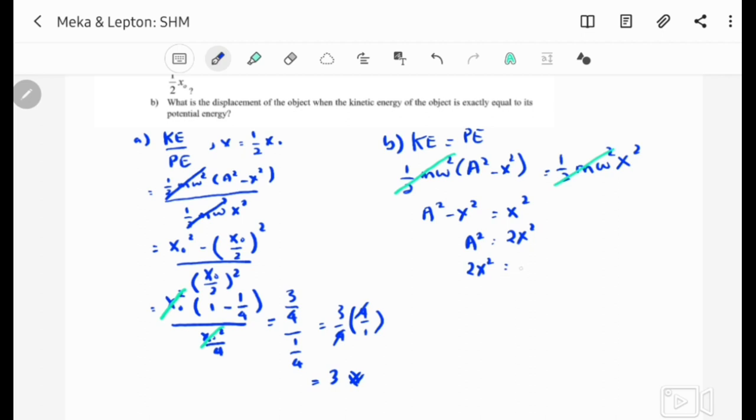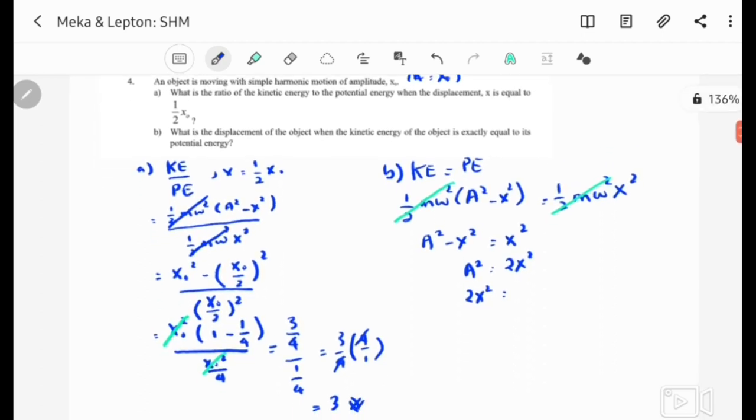A equal to x naught, right? So a square is x naught square. So x square equal to x naught square over 2. So x equal to square root of x naught square over 2. Actually it's the same as x naught over root 2. Okay, done. So x equals x naught over root 2. Okay, settle question number 4.